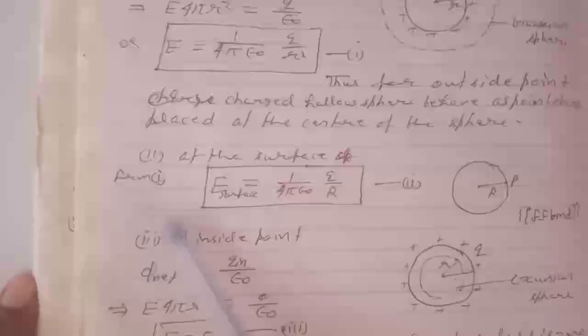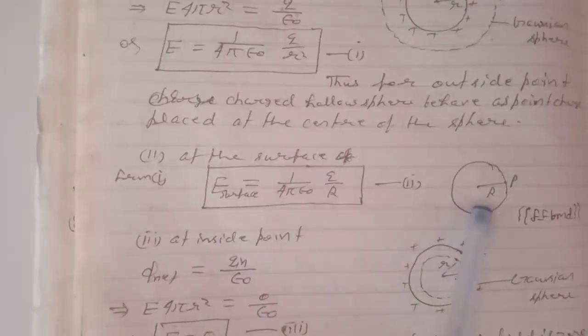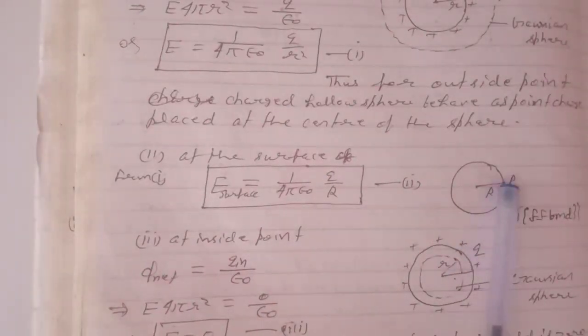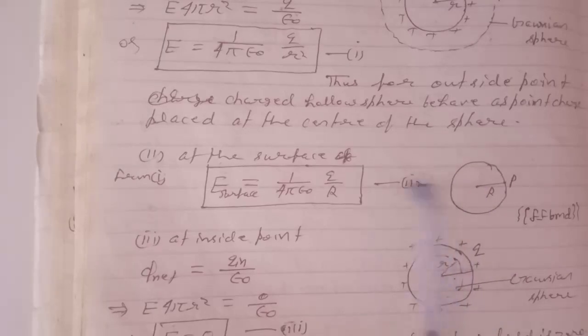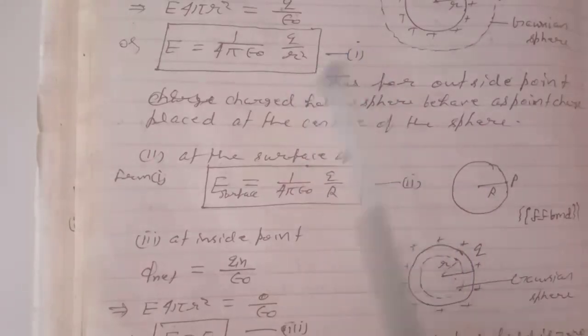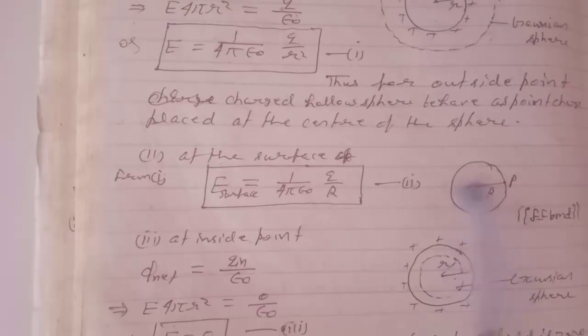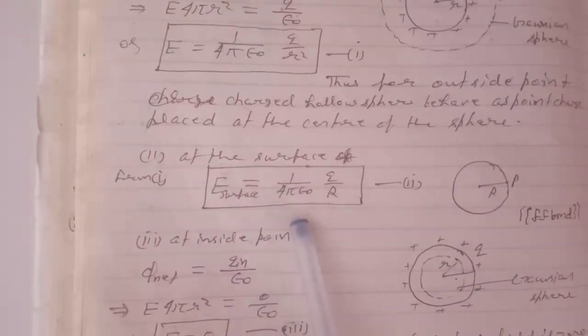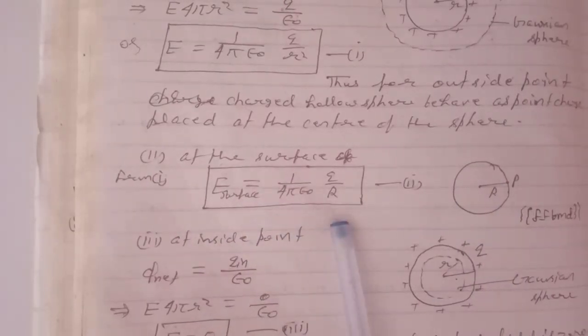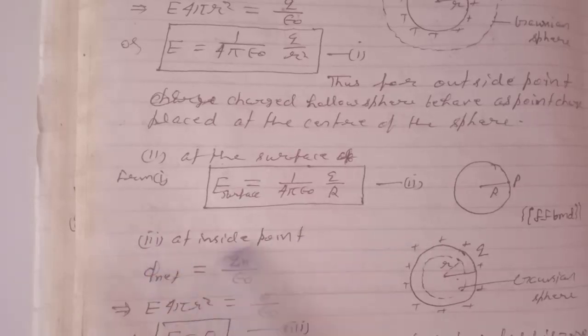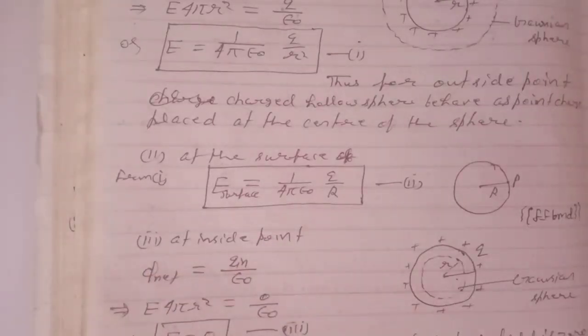Second case, at the surface. We can put the value of r equals capital R, and that will be the electric field at the surface. Here it is shown. So at the surface, E surface will be 1 by 4 pi epsilon naught q by R square. Now the third case, at an inside point.